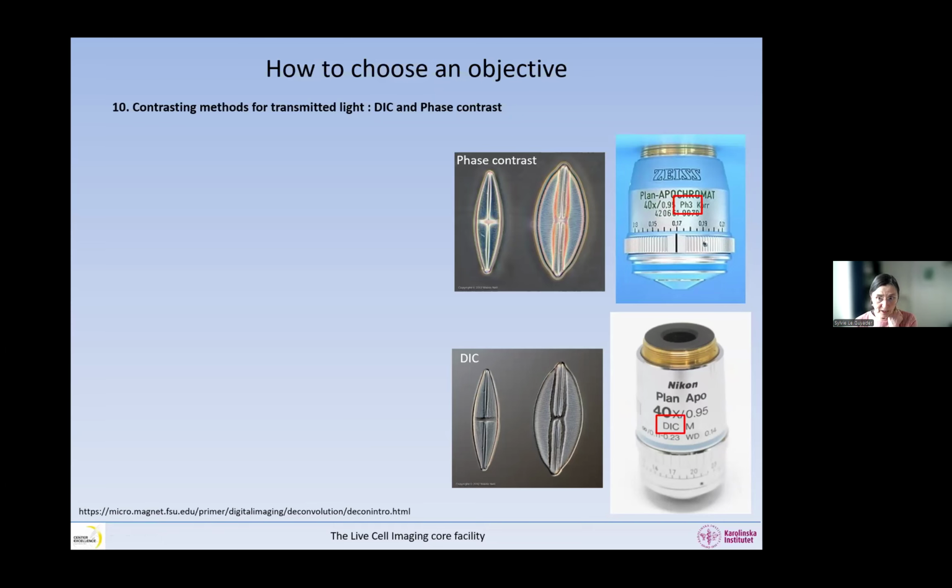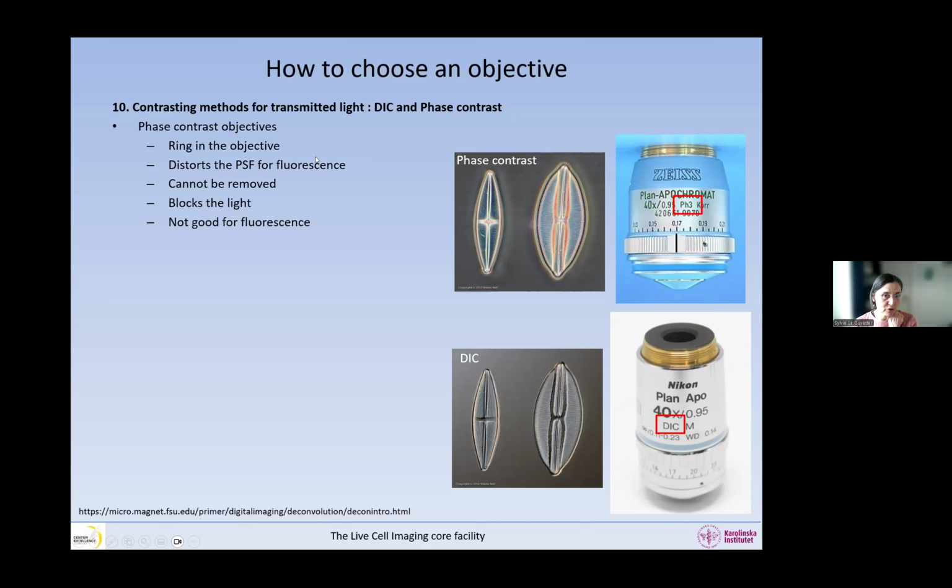What does that mean? Different things for these two objectives. If we have a phase objective, we have a ring inside the objective. Unfortunately, we cannot remove the ring, and it distorts the point spread function for fluorescence. So try not to use a phase objective if you use fluorescence. Phase objectives are for transmitted light mostly. If you use fluorescence with very big objects, it's okay to use a phase objective, but if you are trying to see small objects, your point spread function is distorted. So the ring blocks the light.